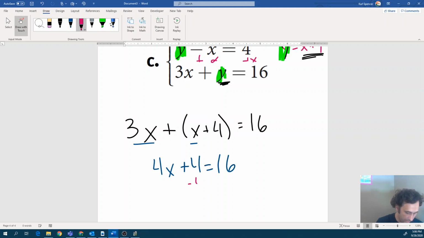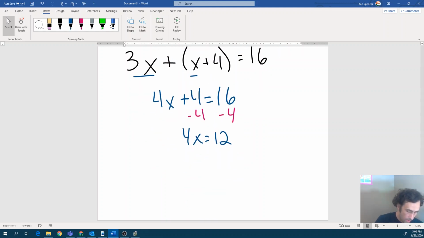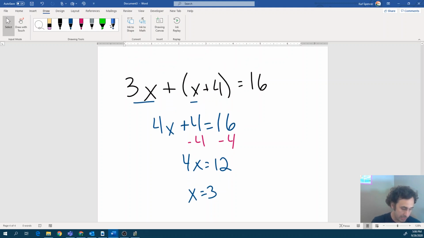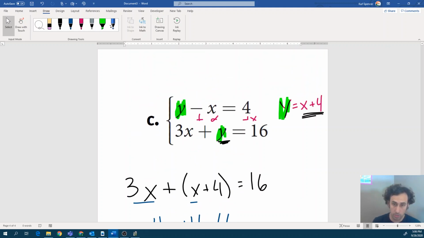Again, we're going to solve for the value of x. 4x equals 12. And x equals 3. Are we done yet? No, we only have one of our variables. We need to get the other one. So I'm going to take my x equals 3 and I'm going to plug it back into one of my equations. Which one do you want to use?